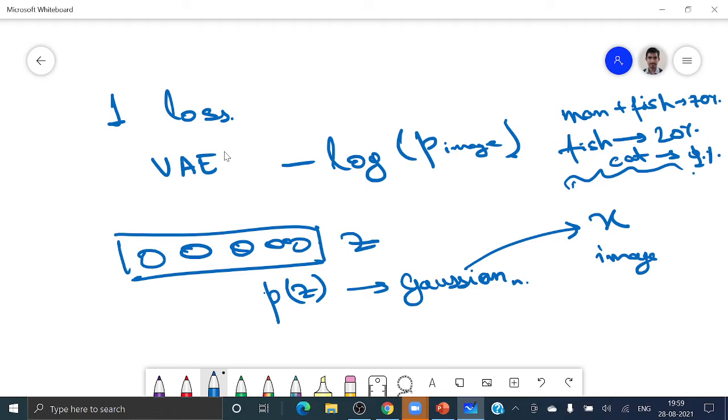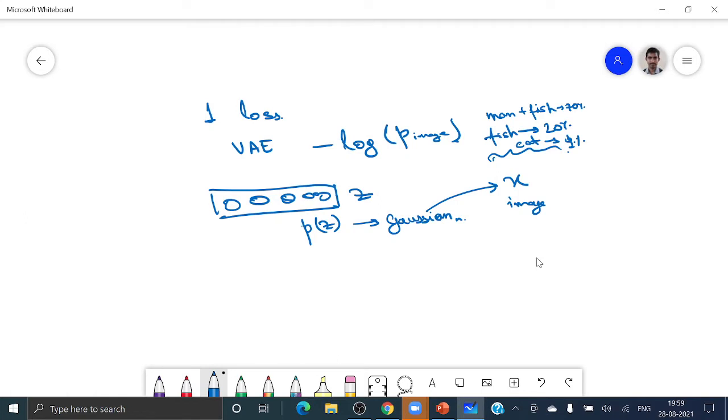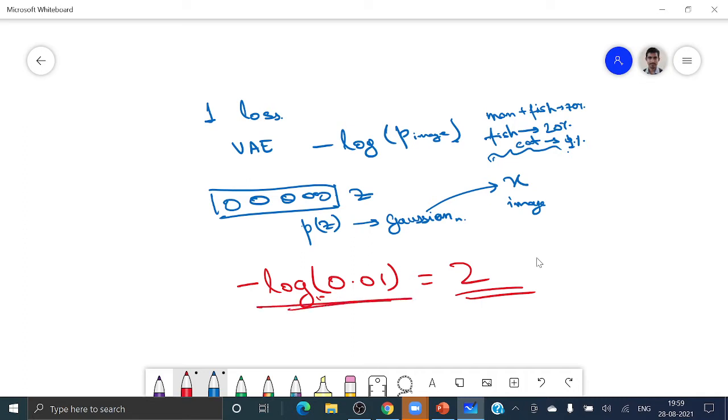Now, what happens if the image of a cat has a 1% chance, and there is an image of a cat in our data set? Then the loss it takes is minus log of 0.01, which, if you take log base 10, is minus 2, so it will be plus 2. But if you go with 0.0001, it will be a big number. So if the likelihood of some element is very low, you are going to get penalized very heavily for it.